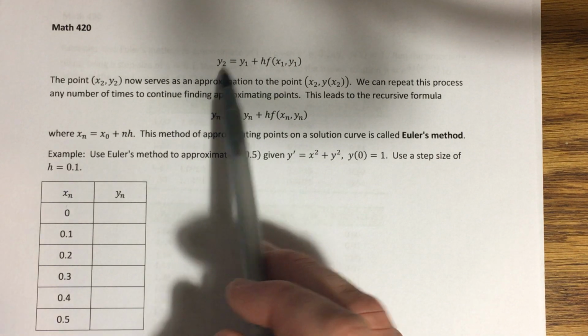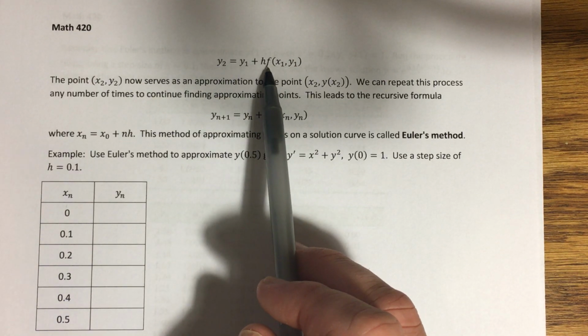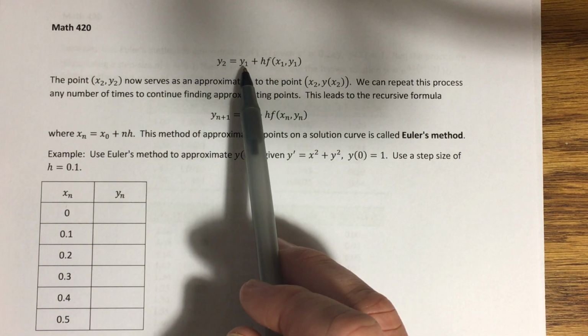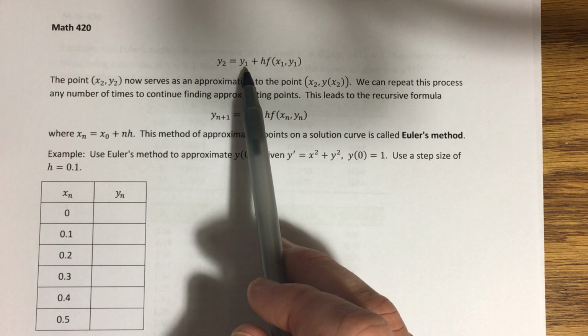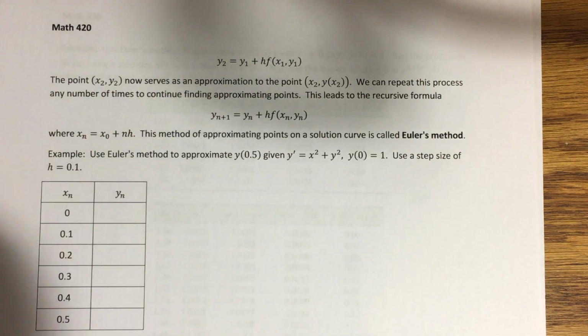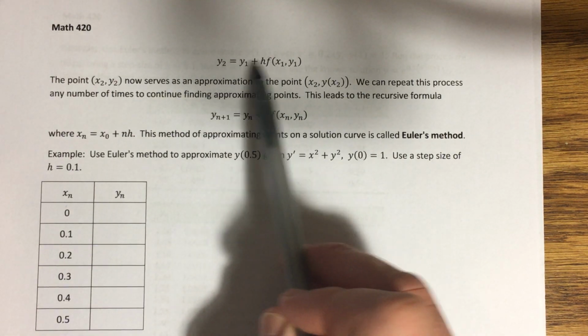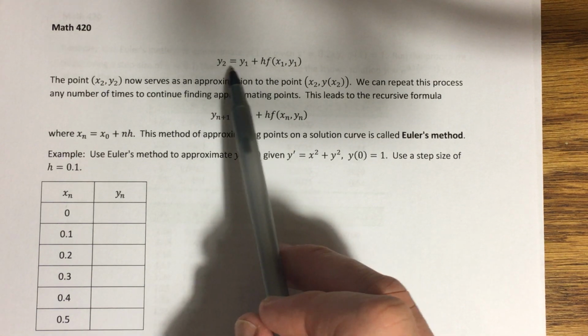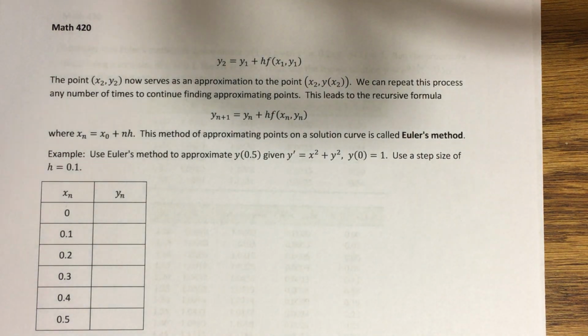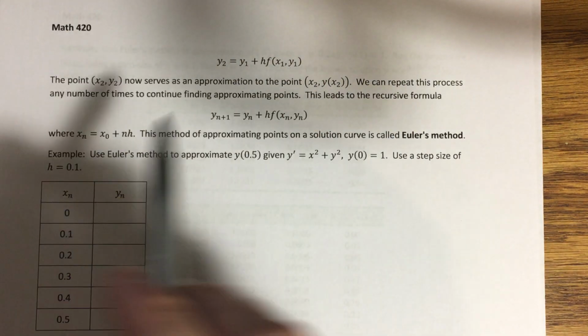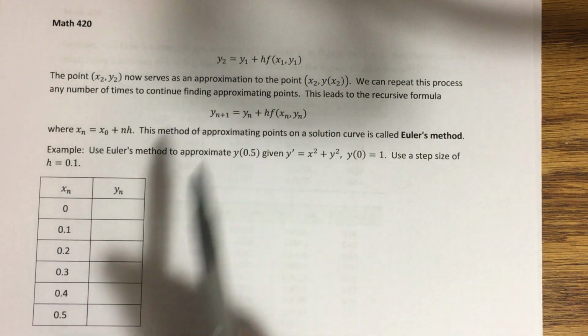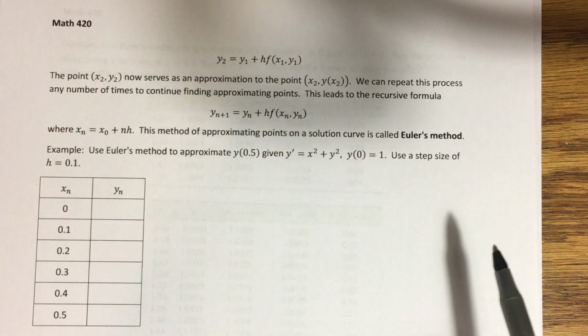Okay, so that second step in this process would give us y2 equals y1 plus h f of x1, y1. Notice all of my x naughts and y naughts from the previous step have turned into x1s and y1s. Plugging them into that little formula gives me y2. So we can repeat this process any number of times. Each time we get a new point that's approximating a point on our solution curve, we can feed that back into this formula to get another point that's a little bit further along.